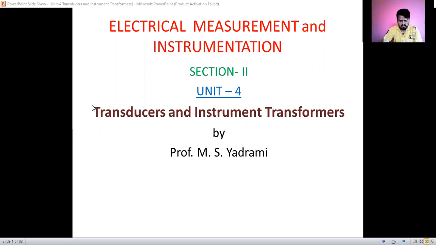Actually, transducers are the devices which convert one form of energy to another form.